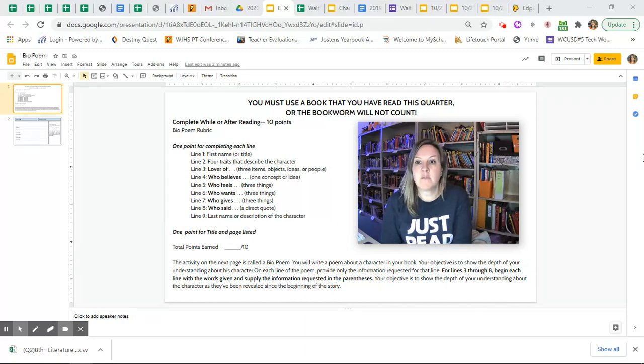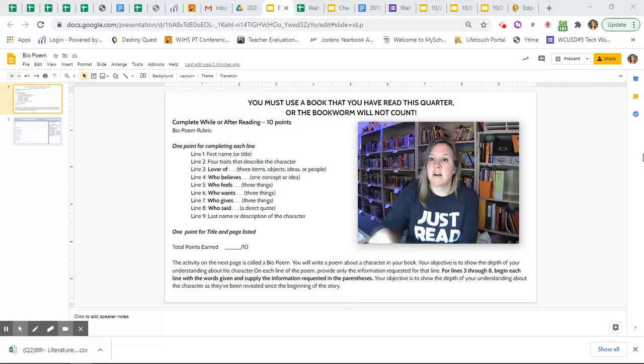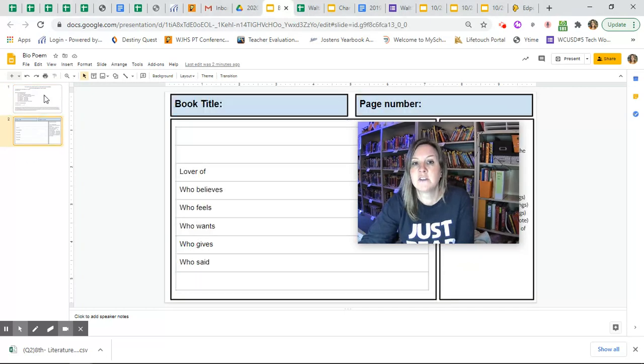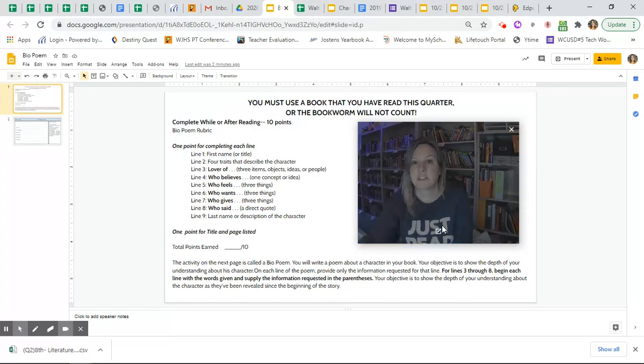This one might be a little bit less writing, but you're probably going to have to be a little more thoughtful, and you're going to need to go back to your book and look for information. So for this assignment, just like on the last one, you won't write anything on this page. This is just information on how to do the assignment and how it will be graded. You will put all of your answers on the second page, which I'll get to in just a second.